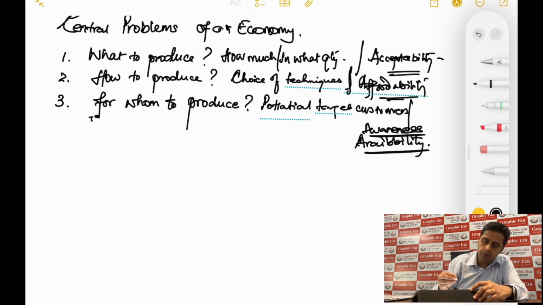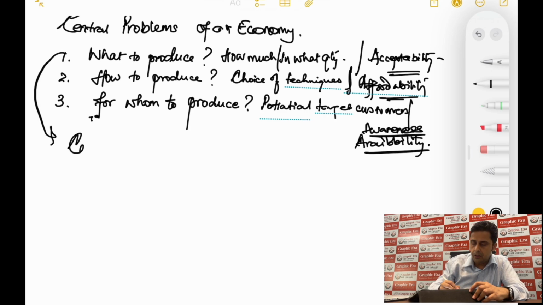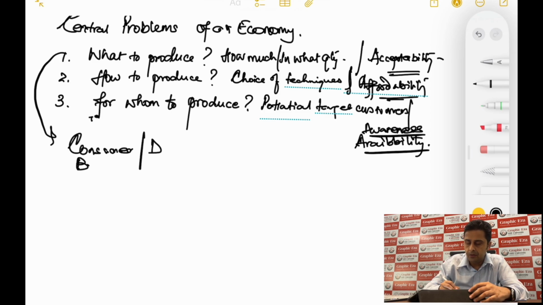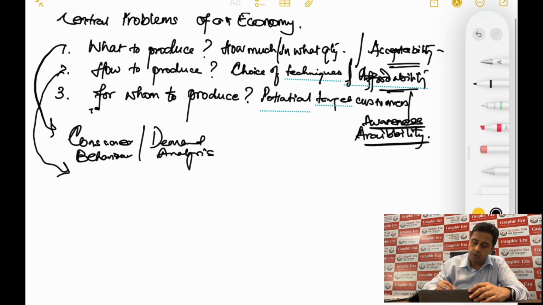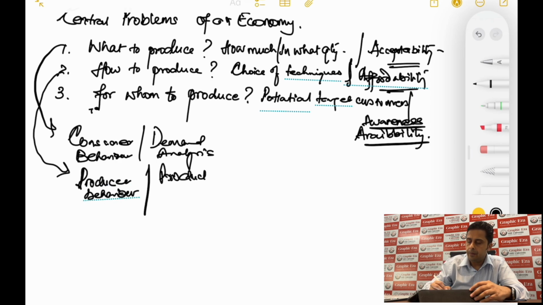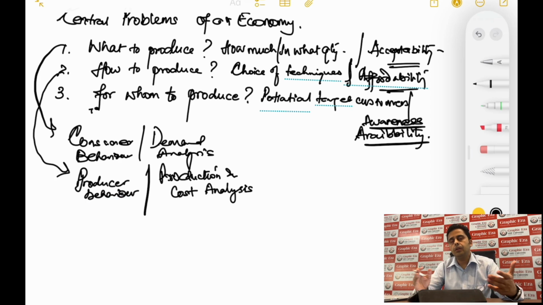So on the other hand, let me write this. What to produce deals with consumer behavior or demand analysis. While when we are talking about how to produce, we are talking about the producer's behavior, the production side of it, the producer behavior, right? Or we are talking about the production and cost analysis.